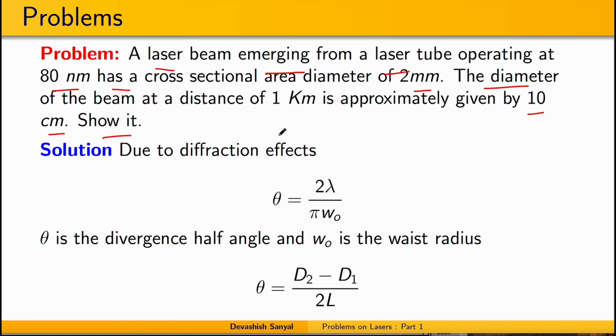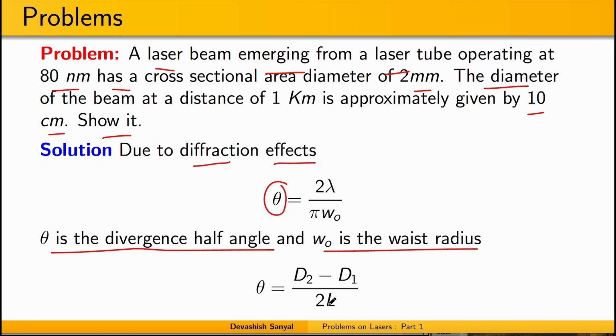The laser tube has an aperture from where the laser comes out. Due to diffraction effects, there will be divergence. This theta is called the half divergence angle, and it is given by 2 lambda divided by pi w naught. Lambda is the operating wavelength of the laser, and w naught is the waist radius. In this case, the waist radius is 1 millimeter. Another way of finding theta is (D2 minus D1) by 2L.